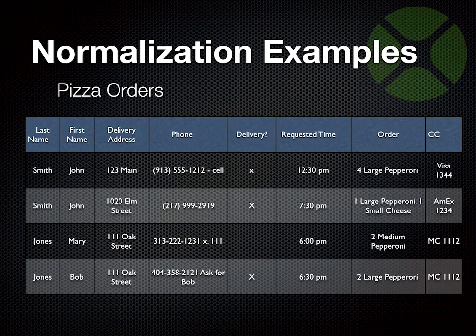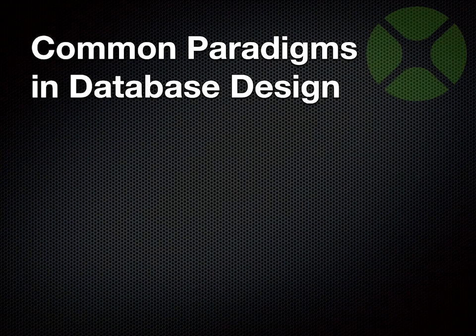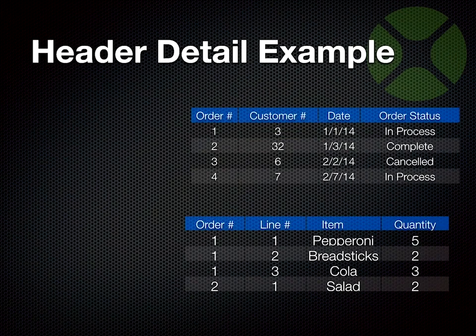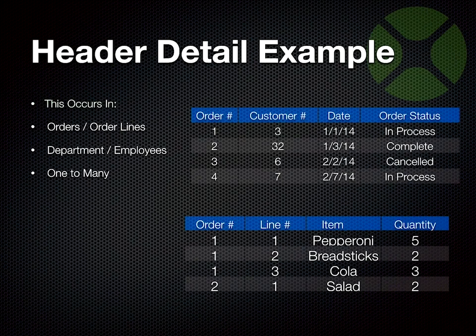So we'll go back and talk a little bit more about some examples of common patterns, common paradigms you'll see in doing designs and databases. One of the most common ones I see is a header detail. You'll see this with order and order lines, department employees. It's a one-to-many kind of relationship.